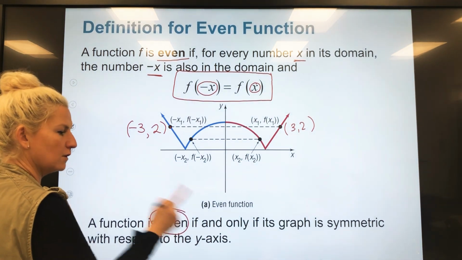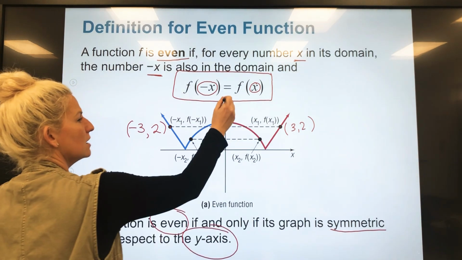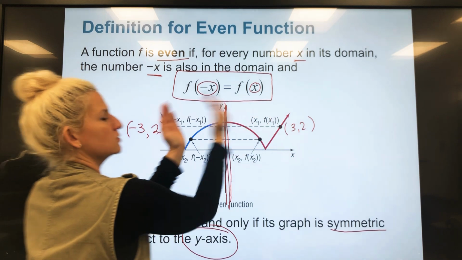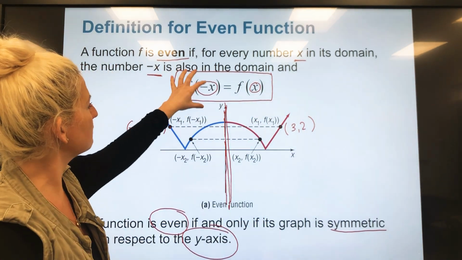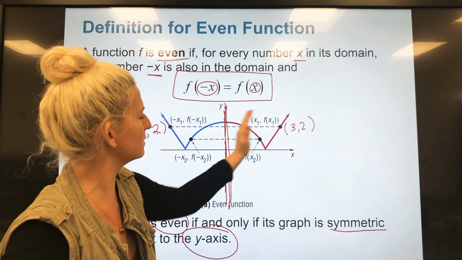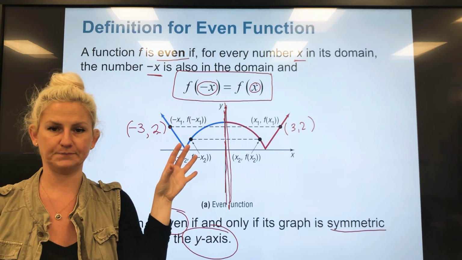It's even if and only if it is symmetric with respect to the y-axis. So that means if I were to fold it right along the y-axis, it would map right onto itself. Okay, so whatever's going on the negative side of the graph looks exactly the same as what's going on the positive x side of the graph. That is what it means to have an even function.